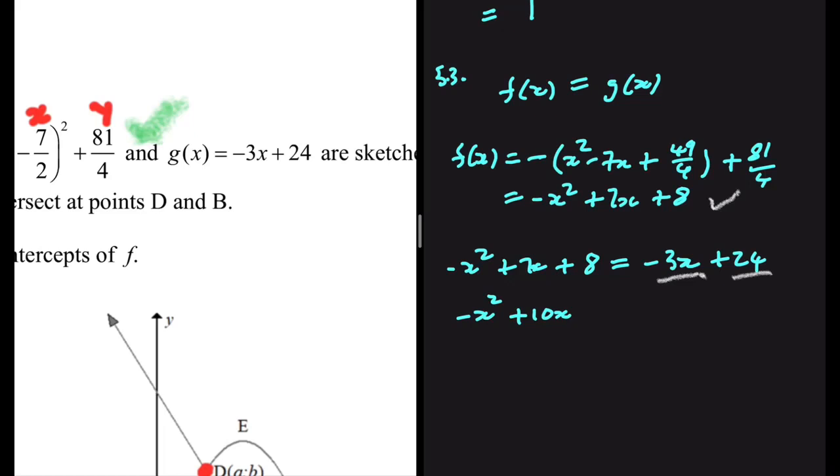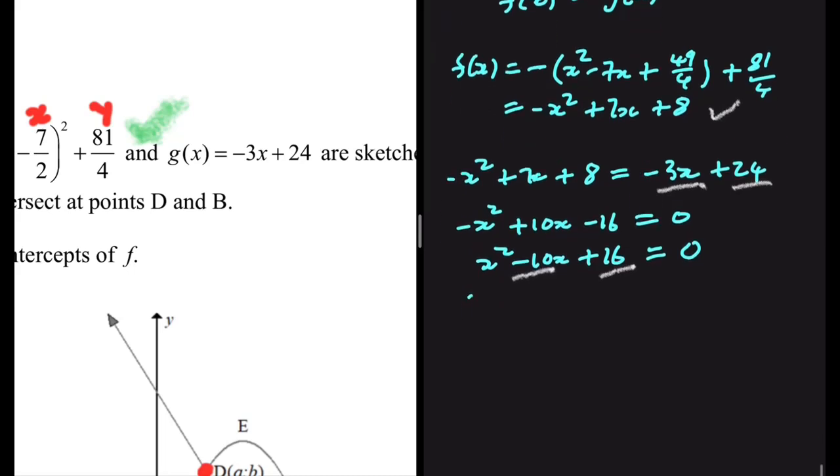24 to the left hand side, we're going to get minus 16 being equals to 0. If we multiply out by minus 1, we're going to get x squared minus 10x plus 16 being equals to 0. Two numbers that we multiply and get 16, but when we add them, we get minus 10. That is minus 8 and minus 2. So we have x minus 8 multiplied by x minus 2 being equals to 0. X is equals to 8 or x is equals to 2.